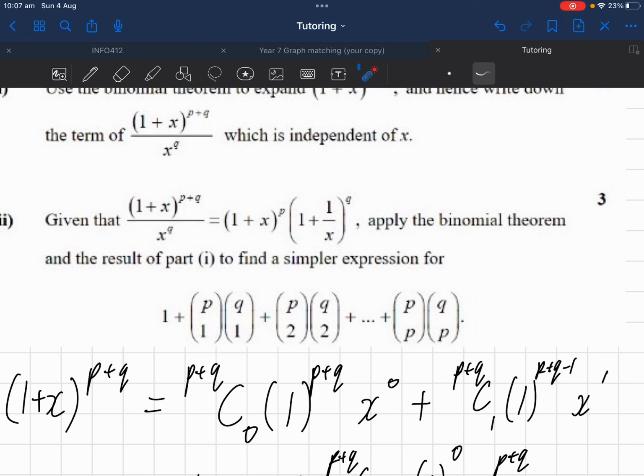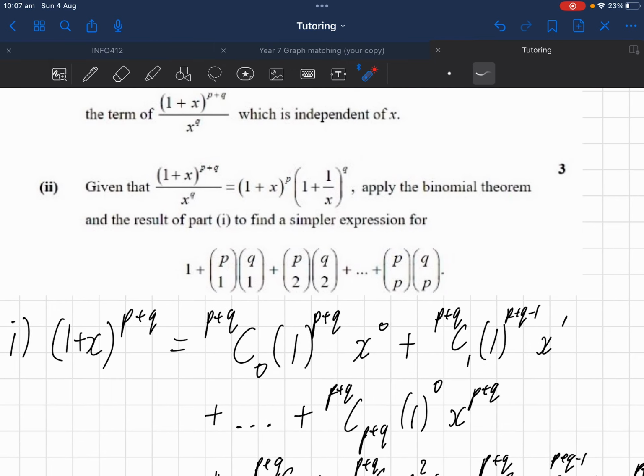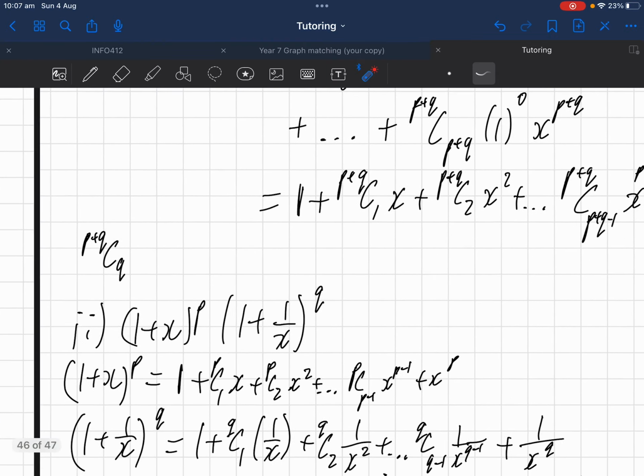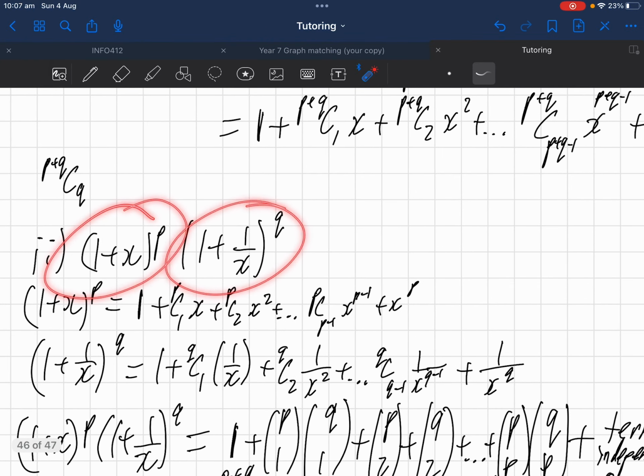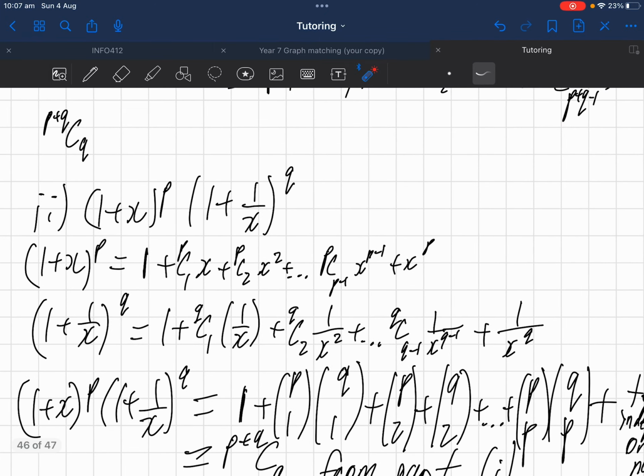So let's do that. Let's apply the binomial theorem for this bit. There's two sections actually. You have that bit and this bit. So you have to do two expansions, one for that and one for that. When you expand the first one, you can go through it yourself. Hopefully you can expand these respectively.